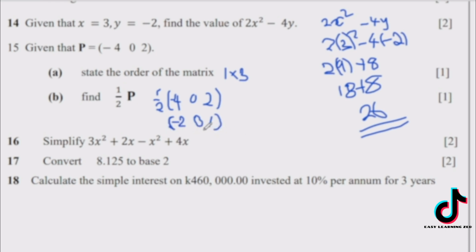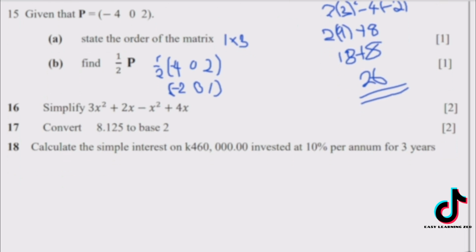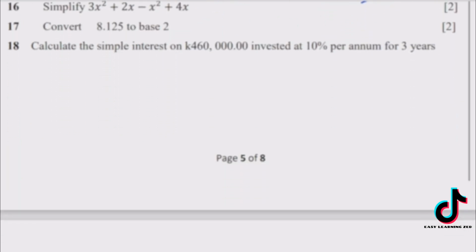Now we go to the next question. Simplify this one. First of all, I hope we are able to see that this is the answer for question 15b, and this is the answer for question 15a, and this is the answer for question 14. Now we go to number 16.